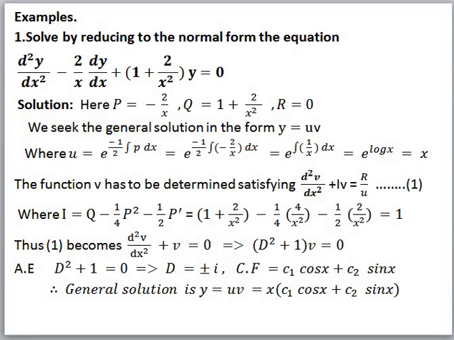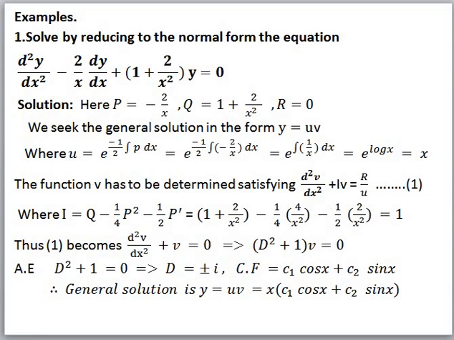The function v has to be determined satisfying d square v divided by dx square plus I into v is equal to r divided by u. Call it equation 1, where I is equal to q minus 1 by 4 p square minus 1 by 2 p dash. Substituting the q value, q is 1 plus 2 divided by x square, minus 1 by 4, p is minus 2 by x, then squaring, that is 4 by x square, minus 1 by 2. The derivative of minus 2 by x is 2 by x square, since minus into minus is plus.